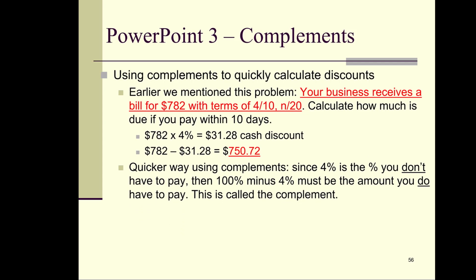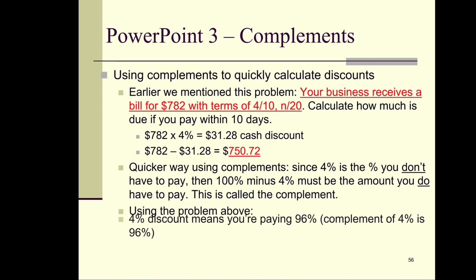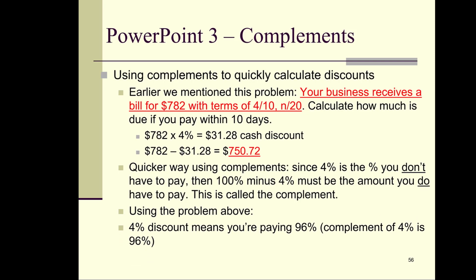There's a quicker way using complements. Since 4% is the percent you do not have to pay, then 100% minus 4% must be the amount you do have to pay. That's called the complement. So using the problem above where we're going to save 4%, the complement is 96%, which means we are paying 96%. So to calculate the amount due, you just take $782 times 96%, and that gives us $750.72. So it's a little bit quicker.